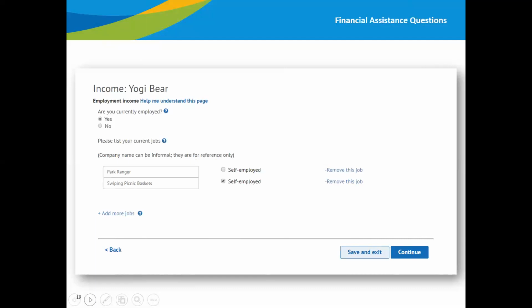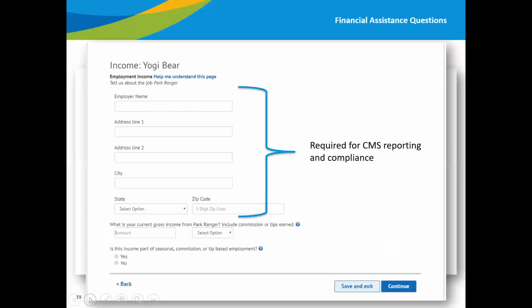If they wanted to then continue with the application, they would click continue, at which point they would then be prompted to answer some minimal detail information related to their employment. So when somebody has employment income or wages through a job that is not self-employment, they would enter in the employer name and address, and these are required for compliance with CMS guidelines. And then they would enter in the income, the gross income amount, as well as the pay frequency for that particular job.